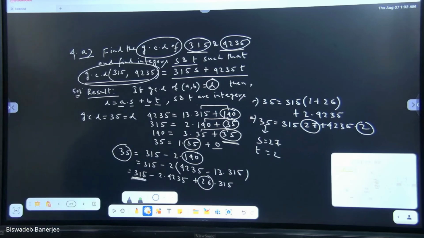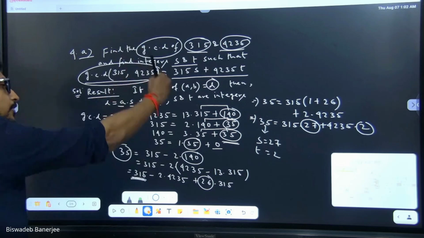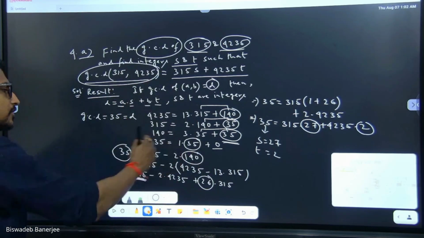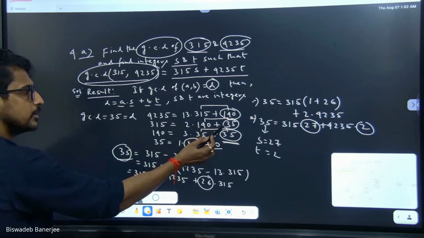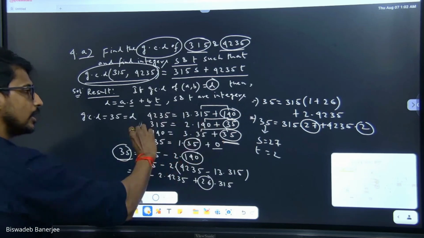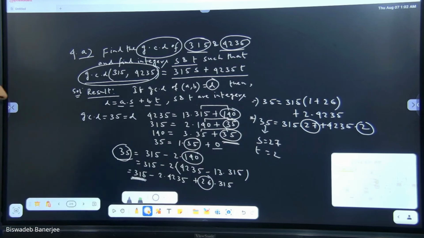So there is the question. So it's a standard result. And using this standard result, I proceed like this. At first we find GCD. My 35 is GCD. And then by back calculation, we replace 35. Then we replace 140. Then after a simple calculation, we have done this. So these are my values of S and T.